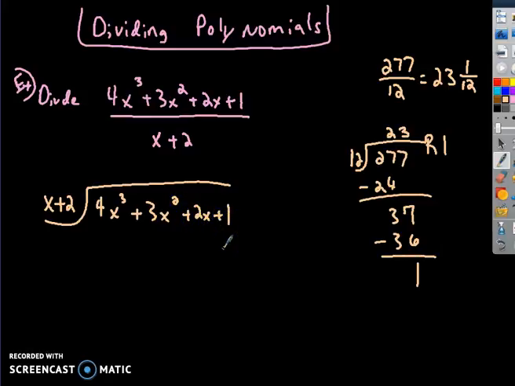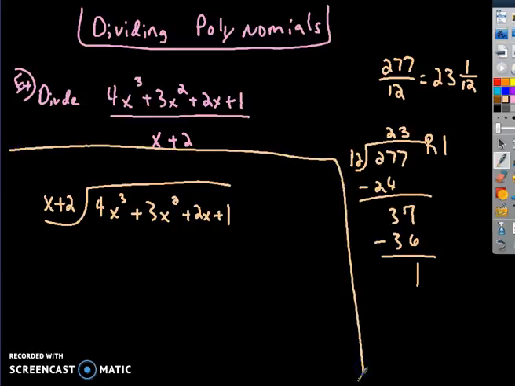So your first question is, all right, I'm going to block this off a little bit from other stuff that's happening. So the first question is, x times what gives you 4x to the third? So you think, x times what gives me 4x to the third? So 4x squared works. So x times 4x squared, you multiply this to each one of those terms. So 4x squared times x is 4x to the third. And then you take it and you multiply it to the next number. So 4x squared times 2 is a positive 8x squared.